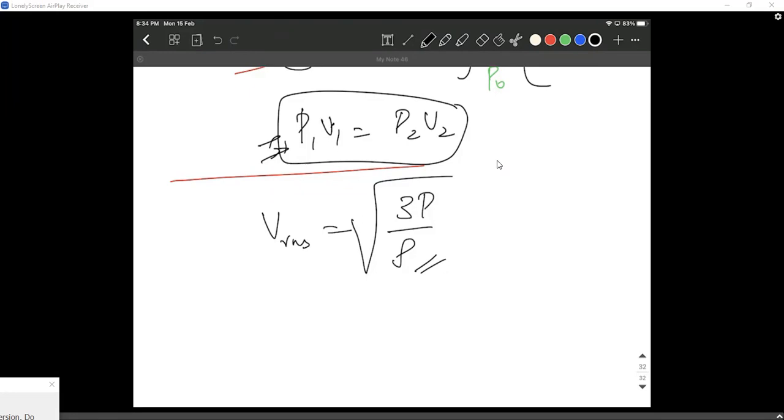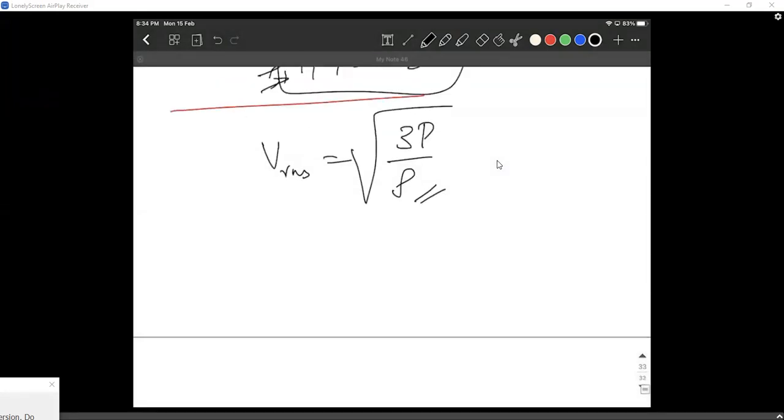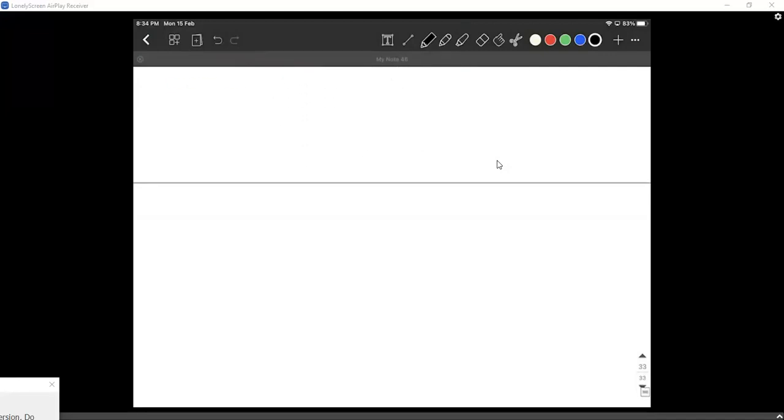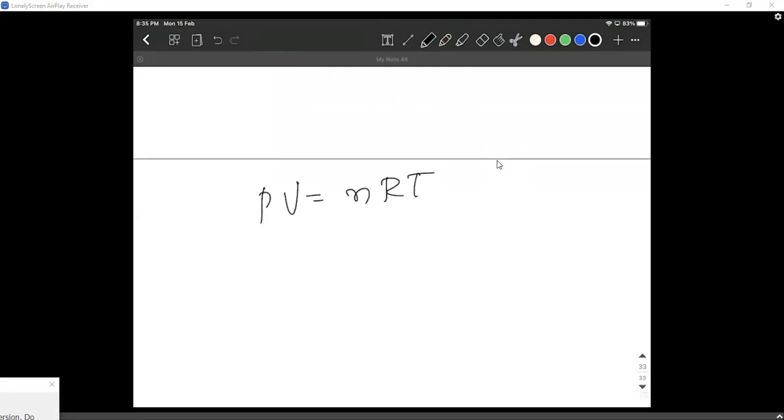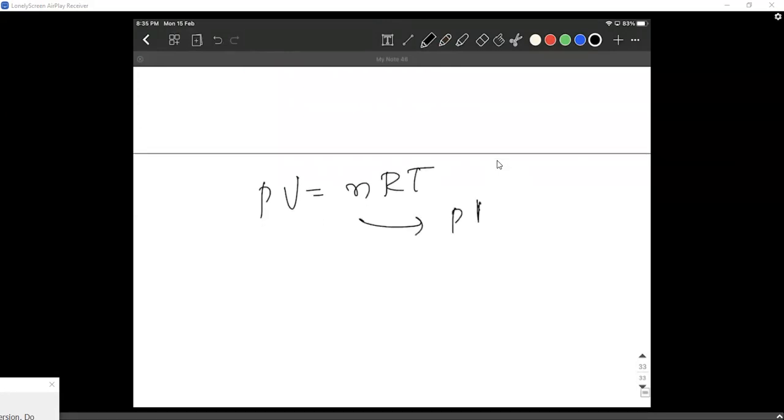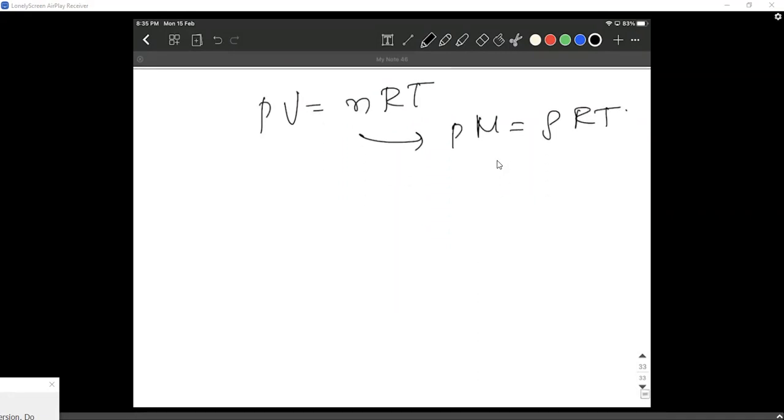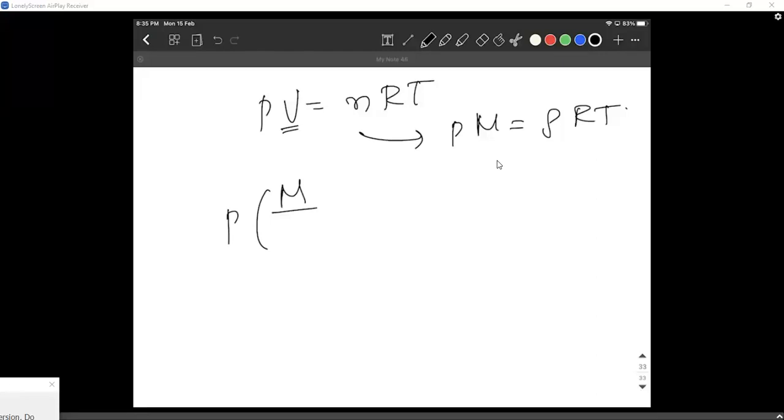Okay, we have PV equals nRT. Do you people know that we can convert this into PM equals rho RT? PM equals rho RT. How do you do that? All you have to do is write volume in terms of mass by density, nRT. No, this is not the total mass. I'm sorry.